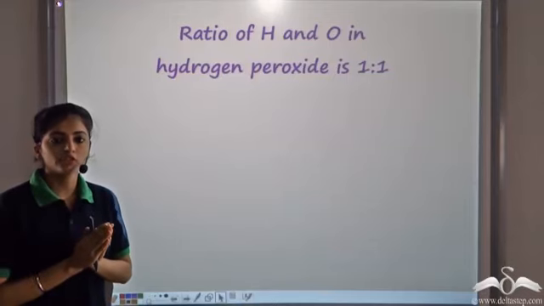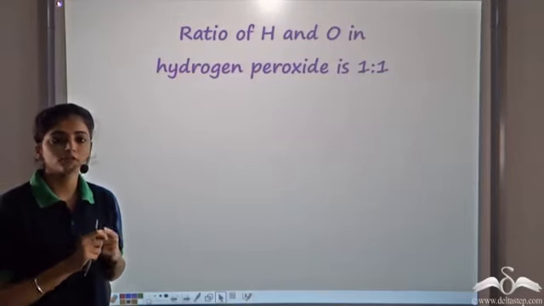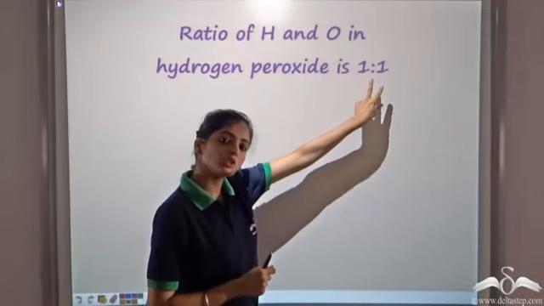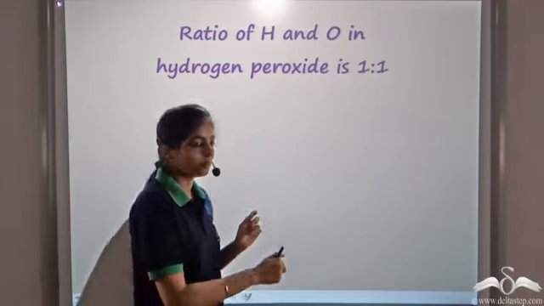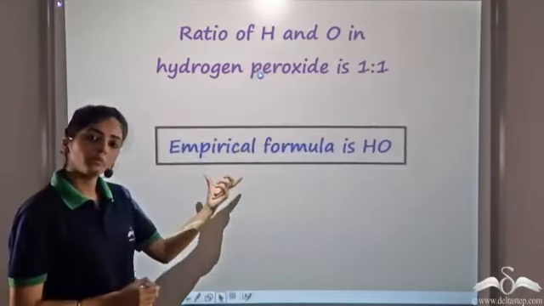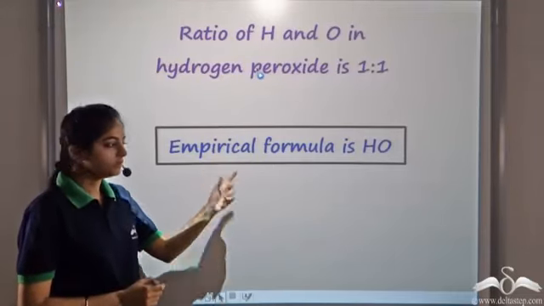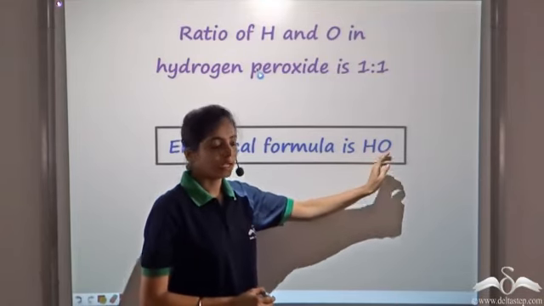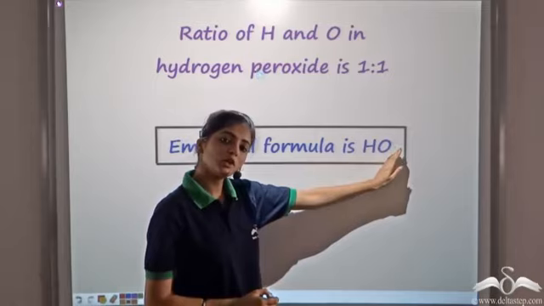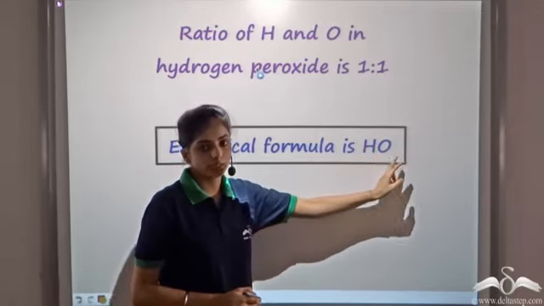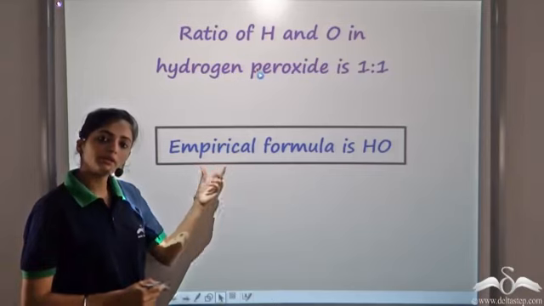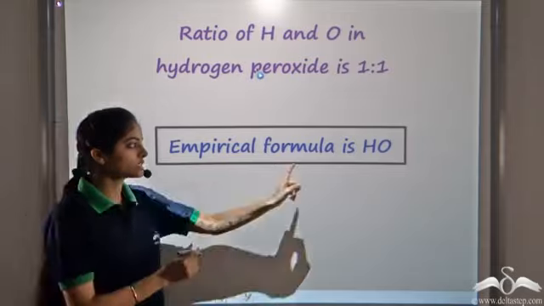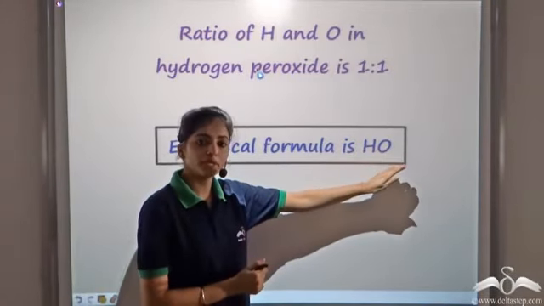The ratio of hydrogen and oxygen in hydrogen peroxide was found to be 1:1. When we know the ratio of the two atoms present in a compound, we get the empirical formula of the compound. So the empirical formula of hydrogen peroxide is HO. That is, hydrogen atoms and oxygen atoms are in the ratio 1:1. We call it empirical formula. Empirical means from experiments or from experience. So this shows the ratio of the two atoms which are present in the molecule.